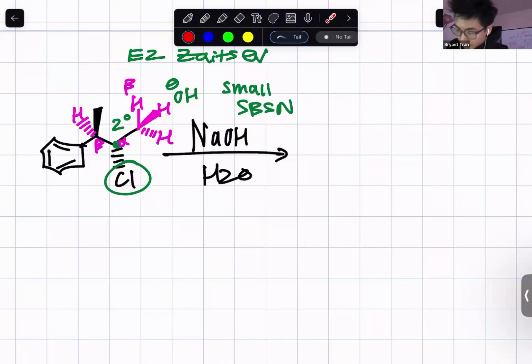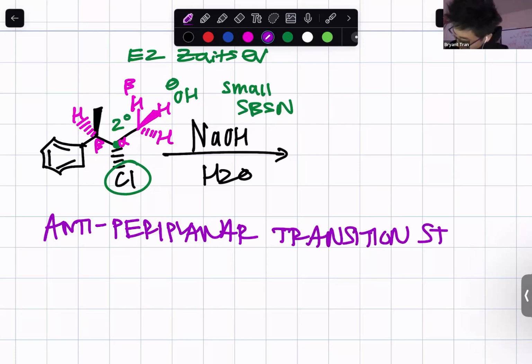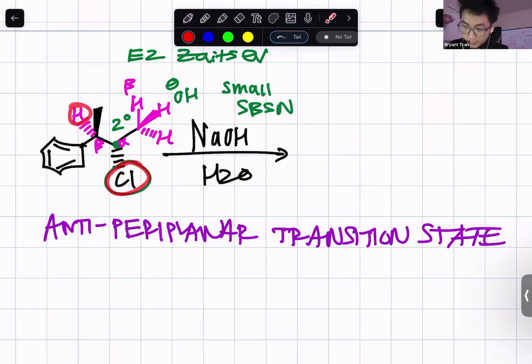So because we are looking for the Zaitsev E2 product, we want to look for the most substituted beta hydrogen, which is the one on the left right here, right? But we cannot grab that more substituted beta hydrogen right away to make a double bond here and kick out the leaving group, right? Because of something called the anti-periplanar transition state. Which means that this beta hydrogen here has to be anti or opposite to the leaving group.